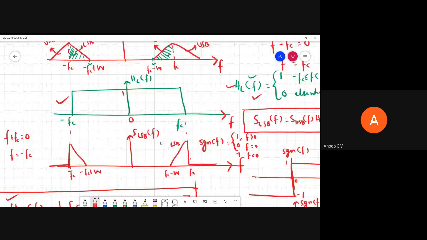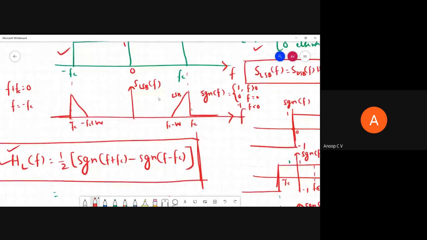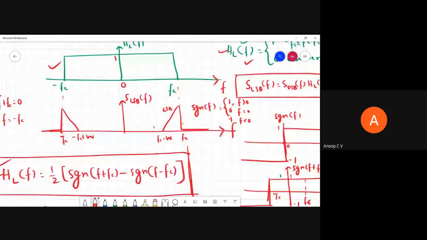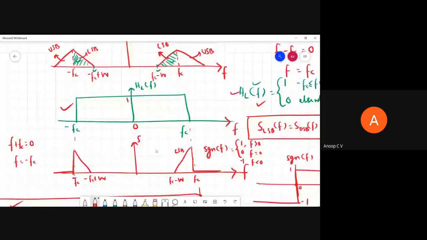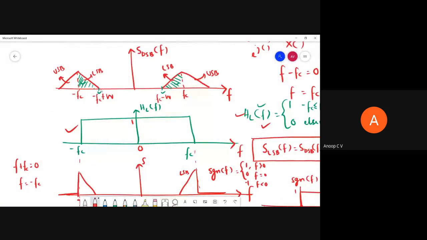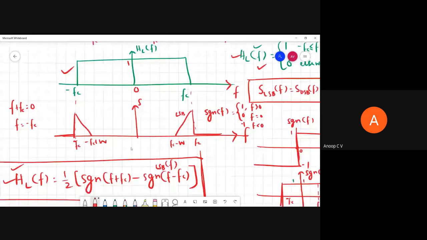Why I am able to do that is, just keep in mind, from fc minus W to minus fc plus W, we don't have anything. It's equal to 0. So it doesn't matter whatever the value is here, but for us to mathematically model, this is more convenient. I can model it using the signum function. That's why we have chosen it.